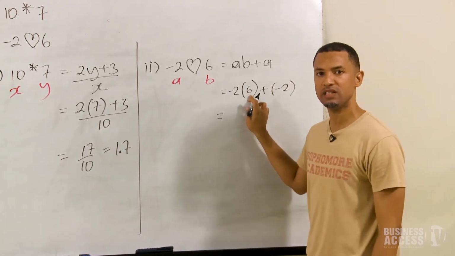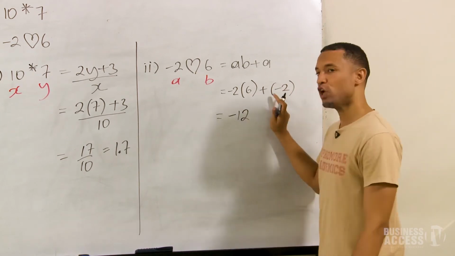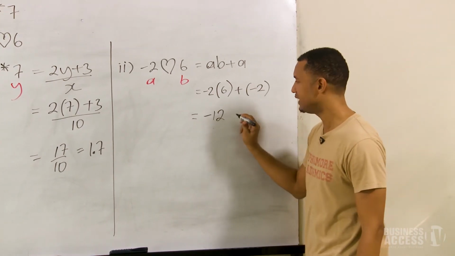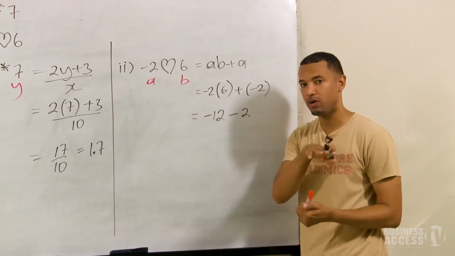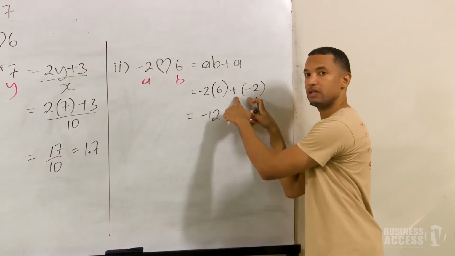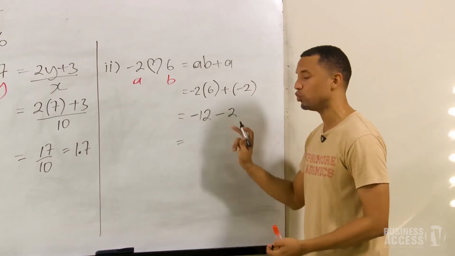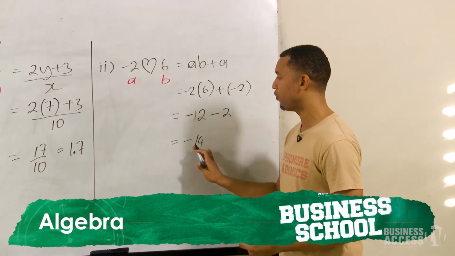Negative 2 times 6 is negative 12, plus negative, what does that give you? It's negative 2. All right, so when you have a plus and minus line up beside each other, remember, like this, the negative is what takes precedence. So it's negative 12 minus 2, put that in your calculator, ladies and gents, and you have negative 14.